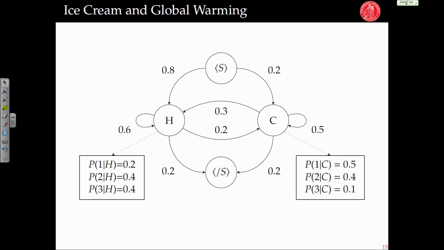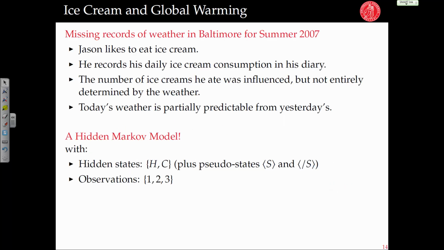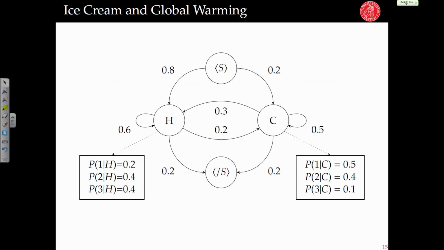For each state, you will see 3 emission probabilities, because we have 3 types of observations: 1, 2, 3. So for each state, there will be 3 emission probabilities: 1 given cold, 2 given cold, 3 given cold, and the same for hot.